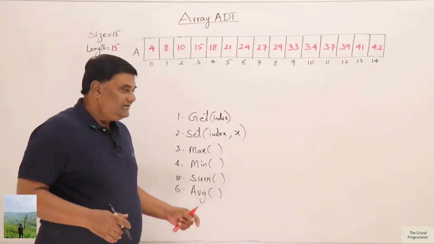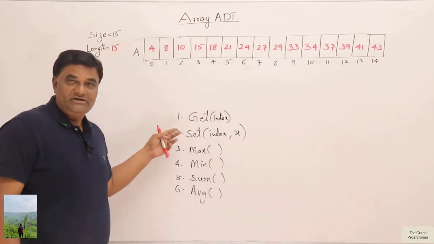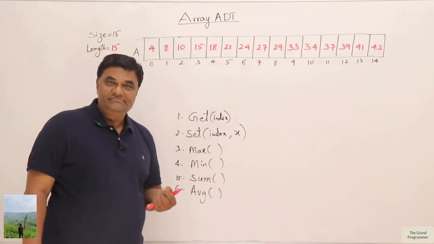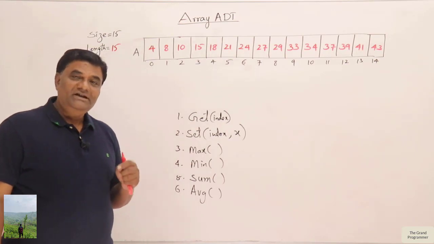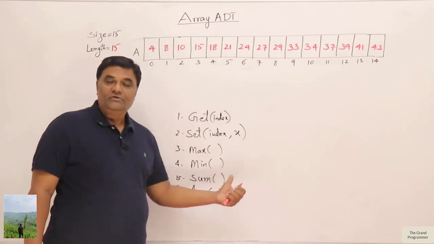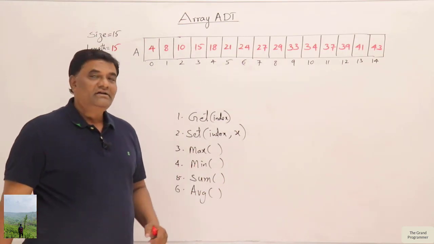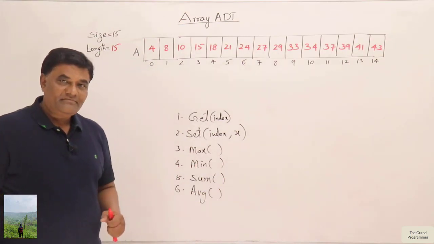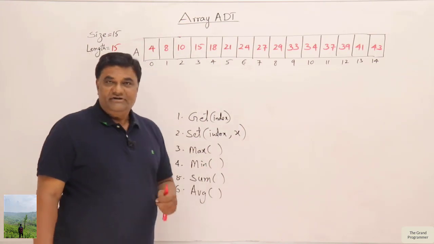In this video we'll look at these operations. That is get operation, set operation, finding the maximum of all the elements and the minimum, that is the smallest element in a list. Then we will find out how to find the total, the sum of all the elements, and also the average. So let us look at these one by one.